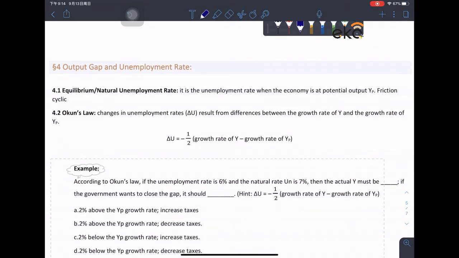4.1, equilibrium and the natural unemployment rate. The natural unemployment rate is the unemployment rate when the economy is at potential output YP. YE equals YP means the unemployment rate equals the natural unemployment rate.